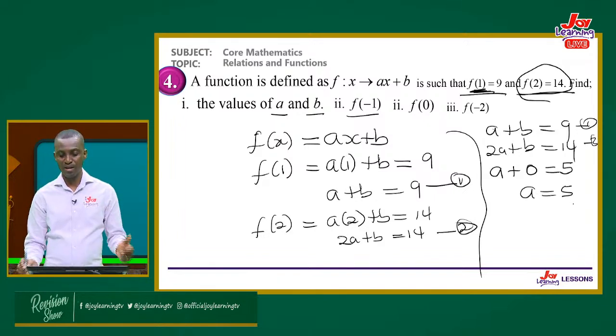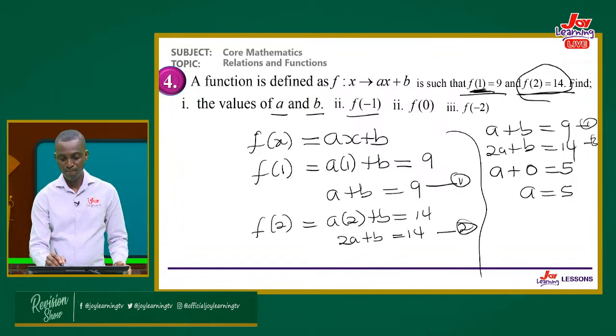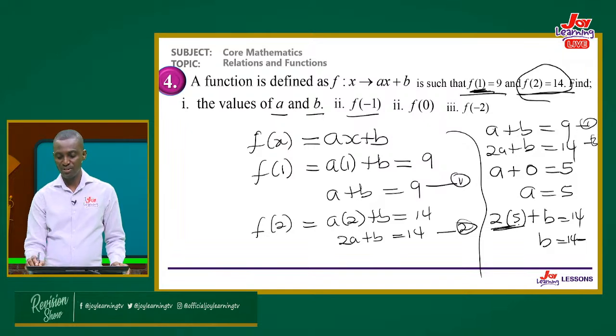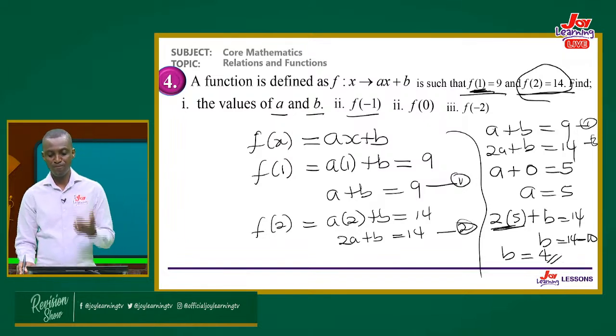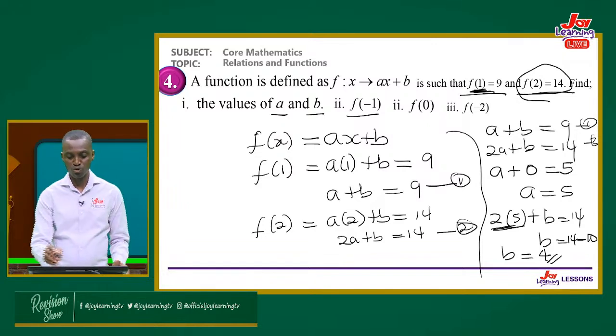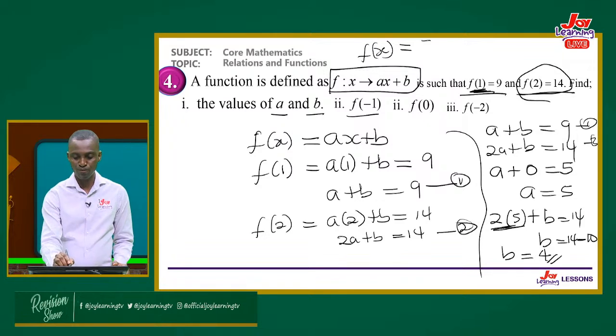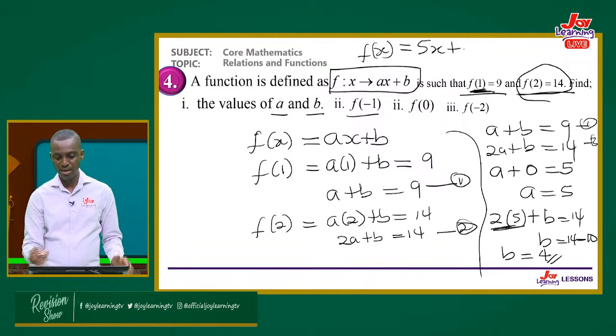So my a becomes 5. Now that I know a to be 5, I can use it to find b. I can put it into any of the equations, maybe equation 2. So I'll say 2 into bracket 5 plus b equals 14. Now b becomes 14 minus 2 times 5, which is 10, so minus 10. And when you subtract, you get b equals 4. So my a is 5 and my b is 4. So the function, or the machine, can now be written as f of x equals 5x plus 4.